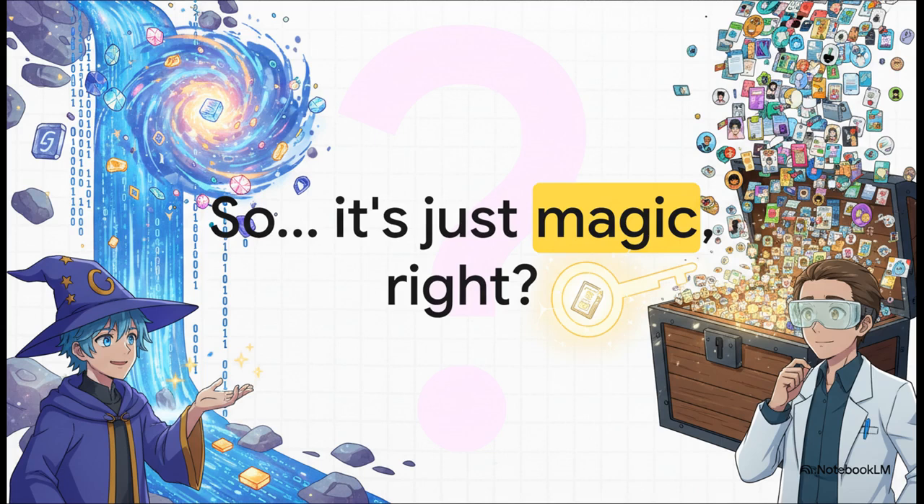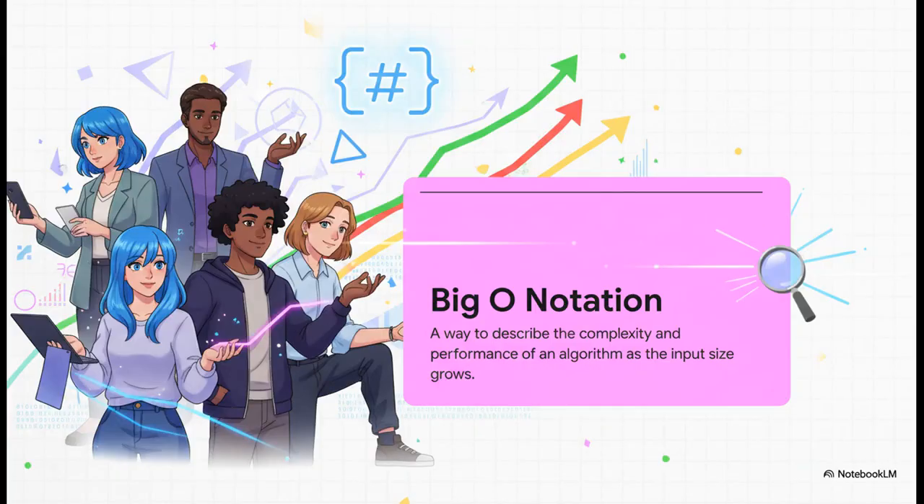How does that even work? It seems like it should be impossible. Okay, so the secret isn't actually magic, it's computer science. And to really get it, we need to learn a little bit of the language that developers use to talk about speed, big O notation. All it is really is a way to describe how an algorithm behaves when you start throwing more and more data at it. Does it get slower? And if so, by how much?